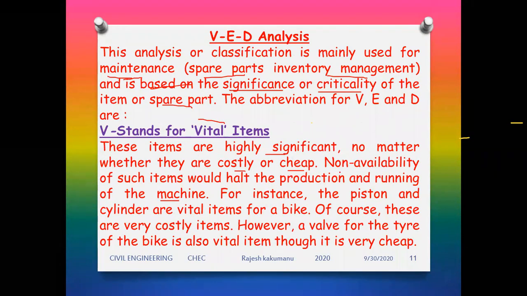So whenever there is no availability, for example, you are running a small farm with a tool. Whenever the tool is broken, whenever you are purchasing in a shop, 3 or 4 shops, if it is not available, what you will do? Automatically, the work you do every day will stop. Production will be halted and the machines will stop. That type of items are called vital items.